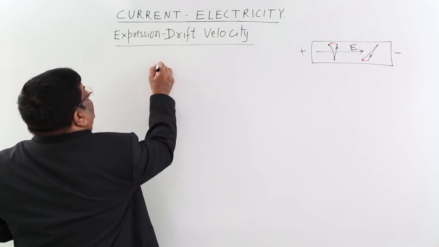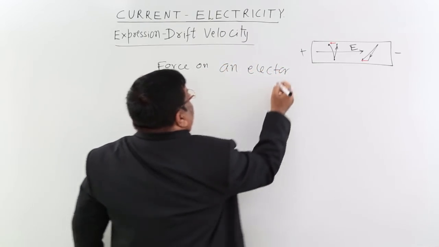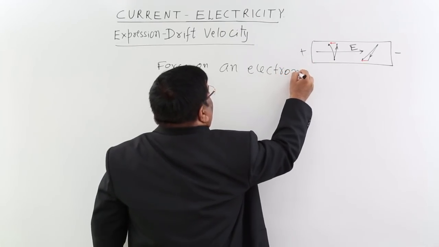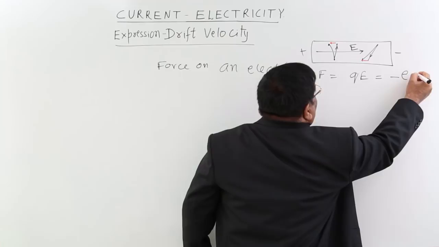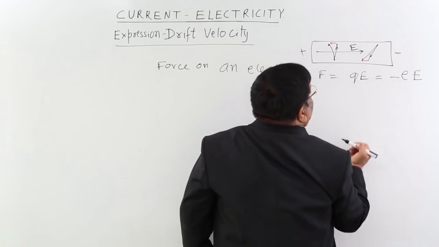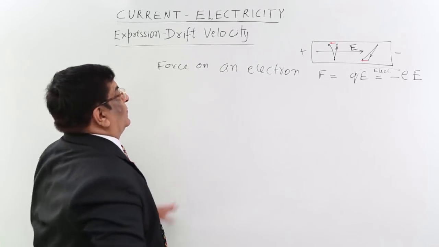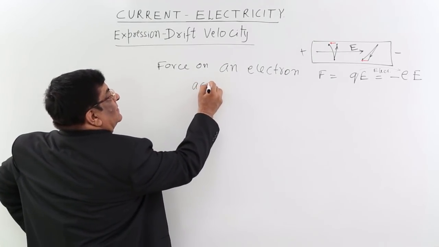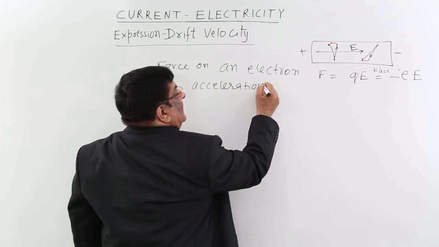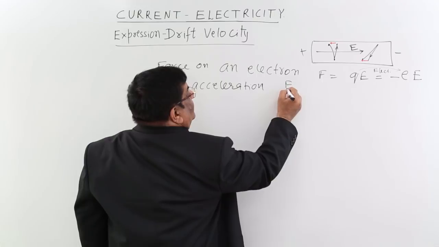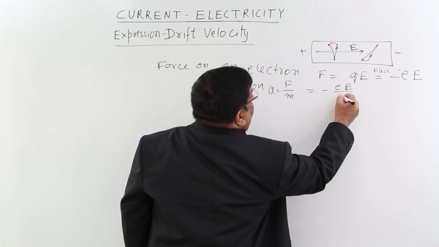Force on a charged particle. Force on an electron, F is equal to Q into E, and in this case it will be minus e into E. The charge on electron is minus e. So this is the force. How much acceleration will it create? Acceleration in the direction of force is F upon mass. We know this formula, so this will be minus e E upon m.